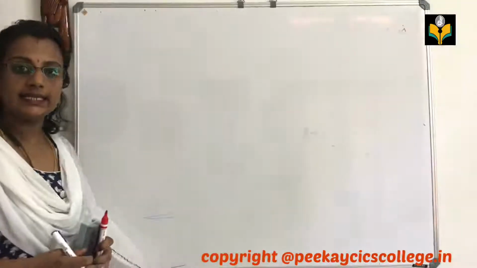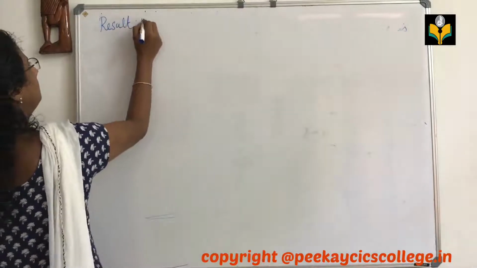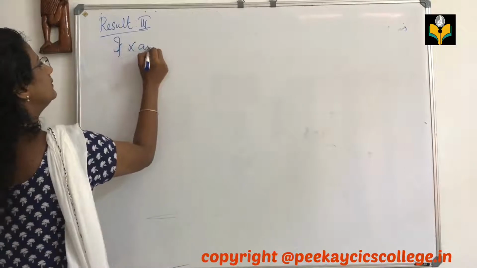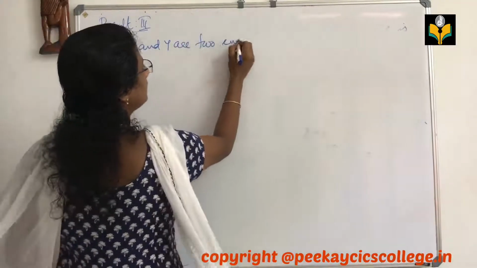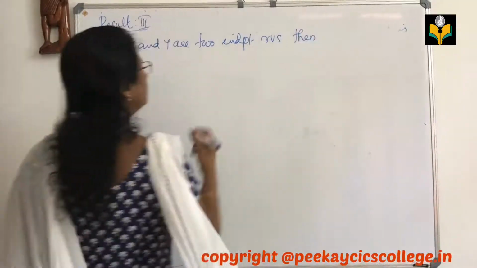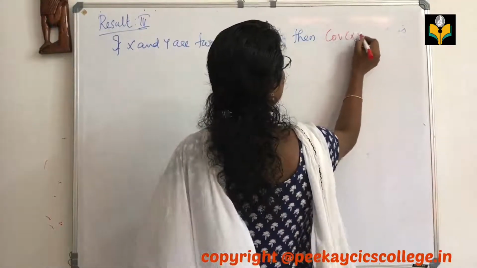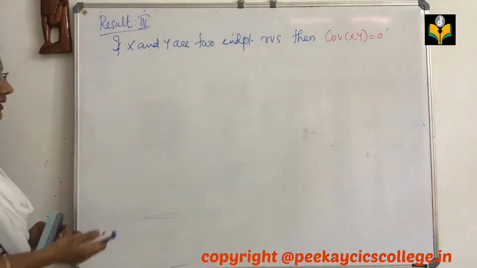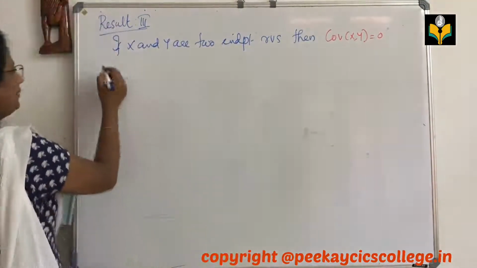Okay, next result. Result number 3. If x and y are two independent random variables, then covariance of xy equal to 0. Covariance of xy equal to 0. If x and y are independent random variables, the covariance will be 0. Simple proof. Proof.